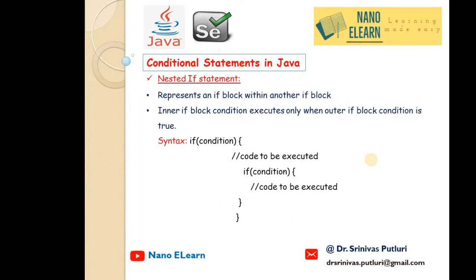The last conditional statement is the nested if statement. It represents an if block within another if block, which is itself known as nested if. Here the inner if block condition executes only when the outer if block condition is true. The syntax will look like this: if followed by a condition. If it is true, its code is executed. If there is another condition within the first if statement, and the second if condition is true, then the second if part of the code will be executed.